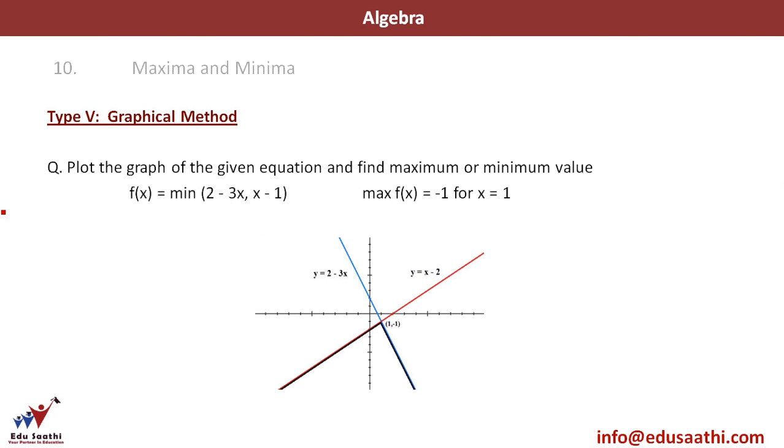So let's look at a question. The question is, plot the graph for the given equation and find the maximum or the minimum value. The function which is given to us is a minimum of two functions. You have to find out the maximum of this function or the minimum of this function. Now how I do it, I plot these two graphs individually. So this is the graph of y is equal to 2 minus 3x. I'll look at y is equal to x minus 2.